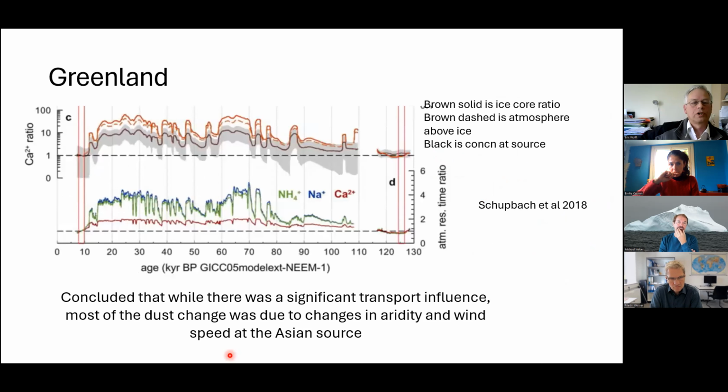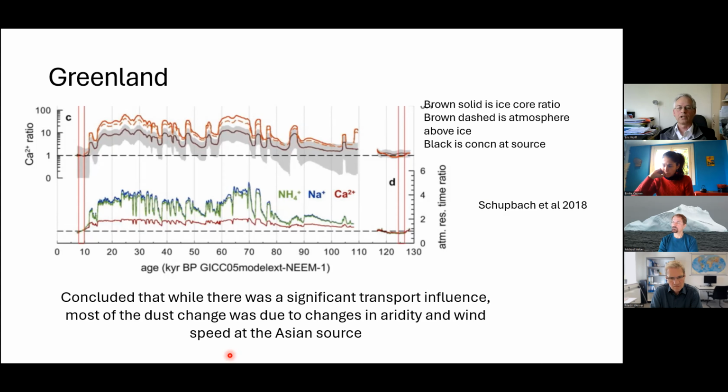And what he came up with is shown in this plot here. It's on the top, the calcium. It's not actually dust, it's calcium. So the solid brown line, if you can see it, is the ice core data. The dashed brown line is the atmosphere above the ice. So that's essentially based on the flux, taking into account the flux. You can see it's on a log scale, so there's a factor 2 or 3 taken out there.